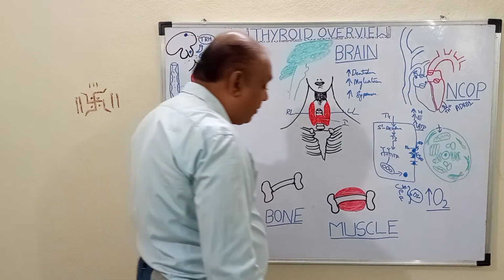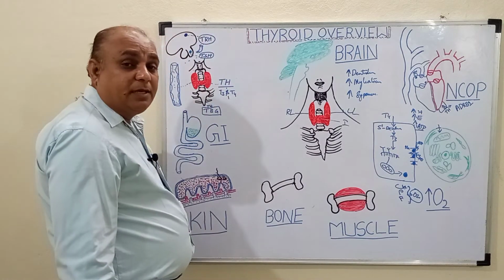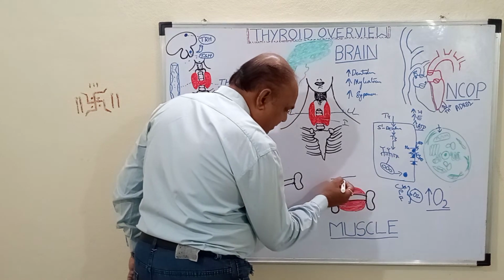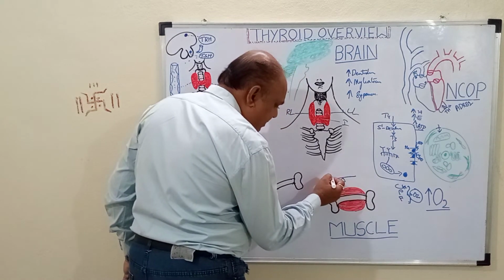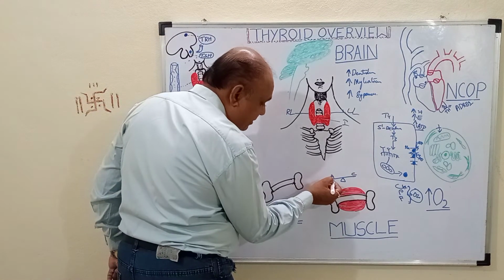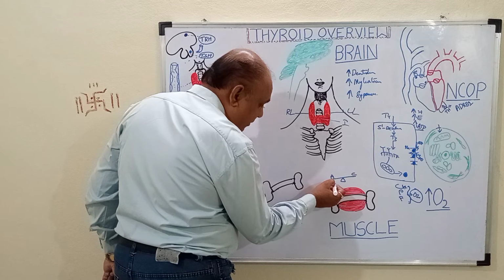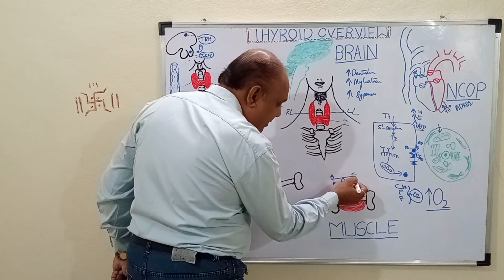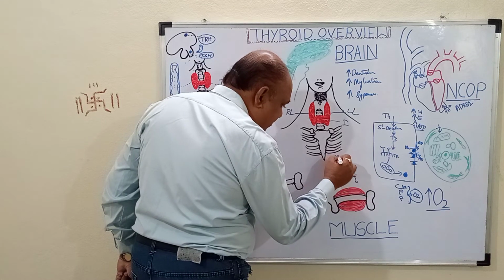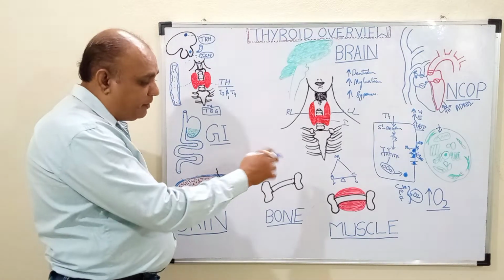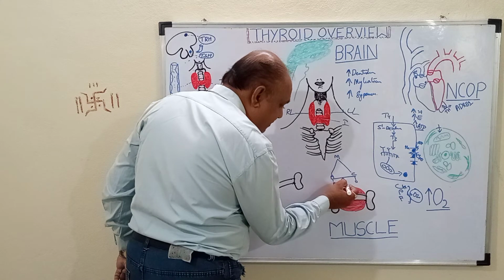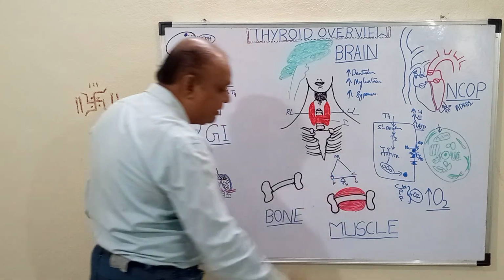Now we see how thyroid hormone promotes muscular function and development. In muscular function and development, thyroid hormone balances anabolism and catabolism. Anabolism is formation, catabolism is destruction. The sum of anabolism and catabolism is metabolism. To maintain the metabolism of the muscular function, the thyroid hormone helps to balance anabolism and catabolism.